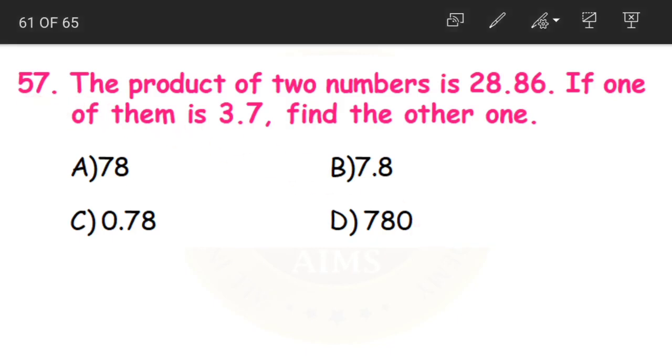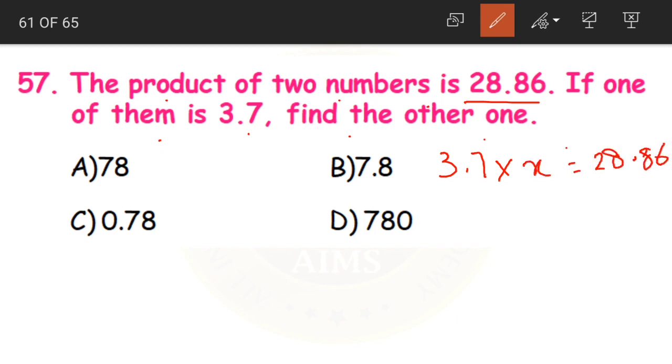Next question 57. The product of two numbers is 28.86. If one of them is 3.7, find the other one. Again children, what should we do here? The product of two numbers, that is 3.7 into something else, is giving us the answer of 28.86. So now we have to find out this number. Again what will we do? We'll divide these two together. 28.86 divided by 3.7.